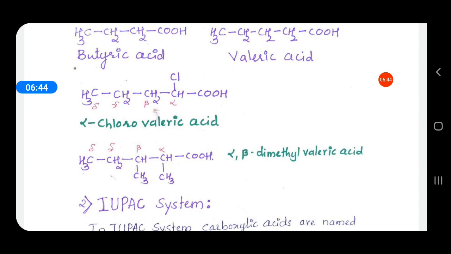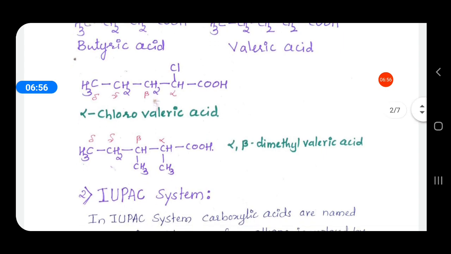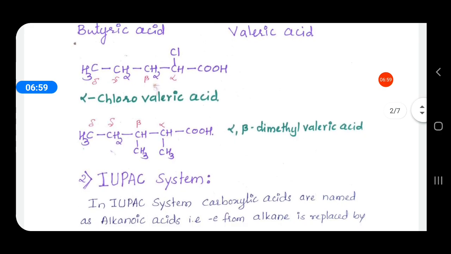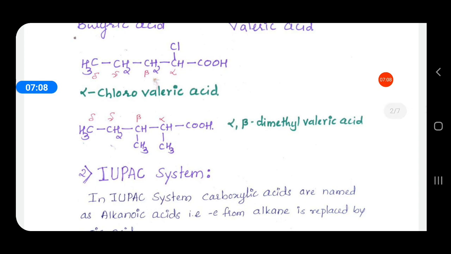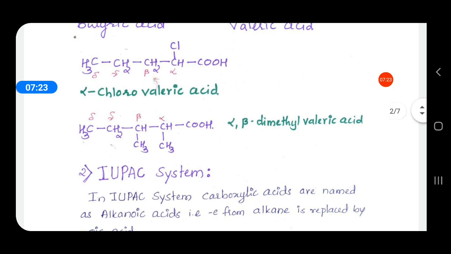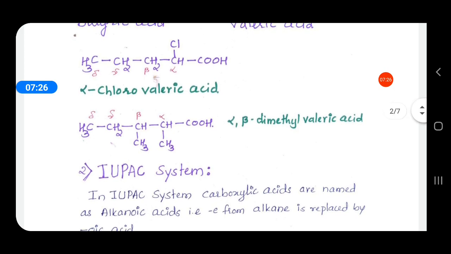So this is about the common system. But if the number of carbons increased, the number of substituents also increased, then it is difficult to name, because from the same source 2 or 3 compounds can also be isolated. That is from the fatty acids which are obtained from the distillation of vegetable oil or animal fat. So that may give more than one carboxylic acid. So here the naming from the source is difficult.